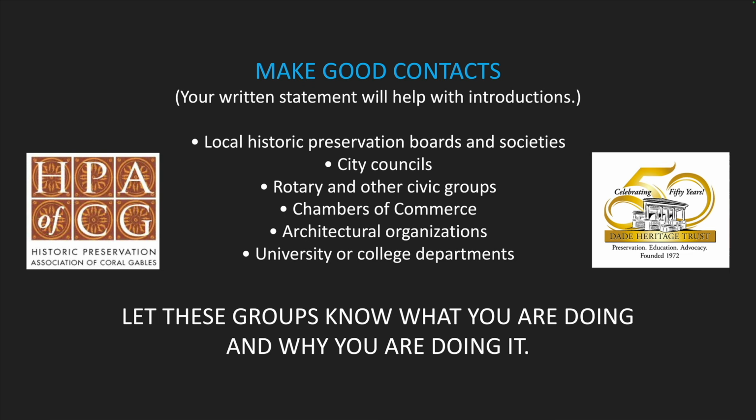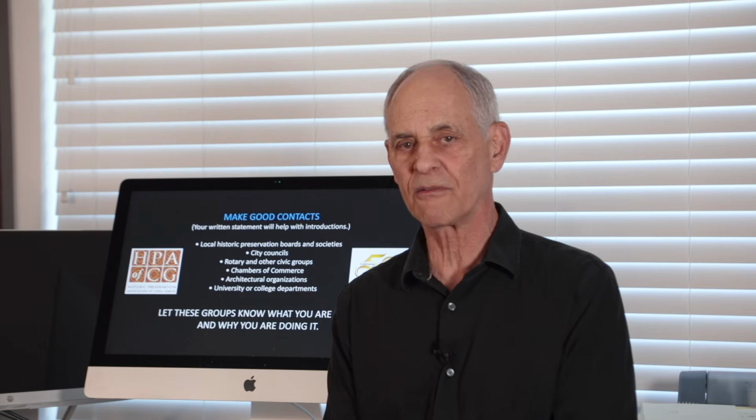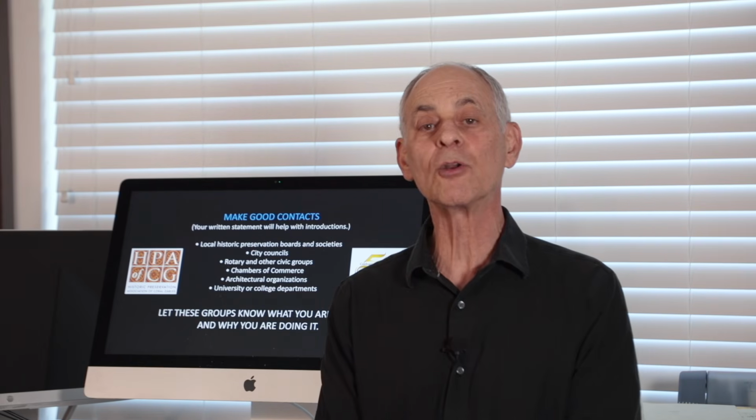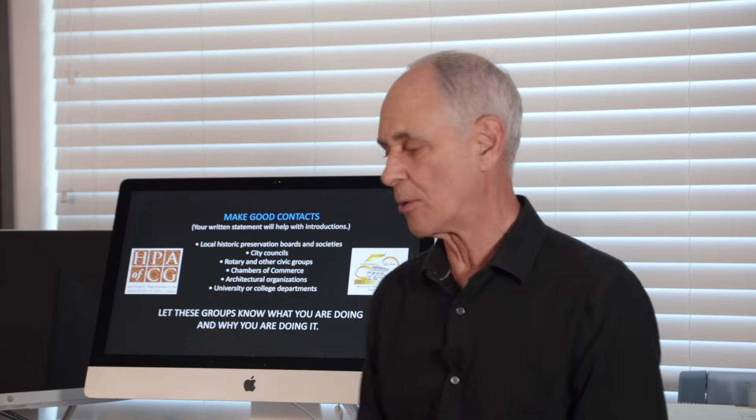Next, make good contacts. And again, your written statement is really important. I suggest you get some of these buildings photographed so that when you make your contacts, you have something good to show. You can go to local historic preservation boards, city councils, Rotary and other civic groups, chambers of commerce, architectural organizations like the AIA or ASID, and university and college departments. Let them know what you're doing and why. You never know who might be a terrific source of information for you. Let these groups know what you're doing and why you're doing it.